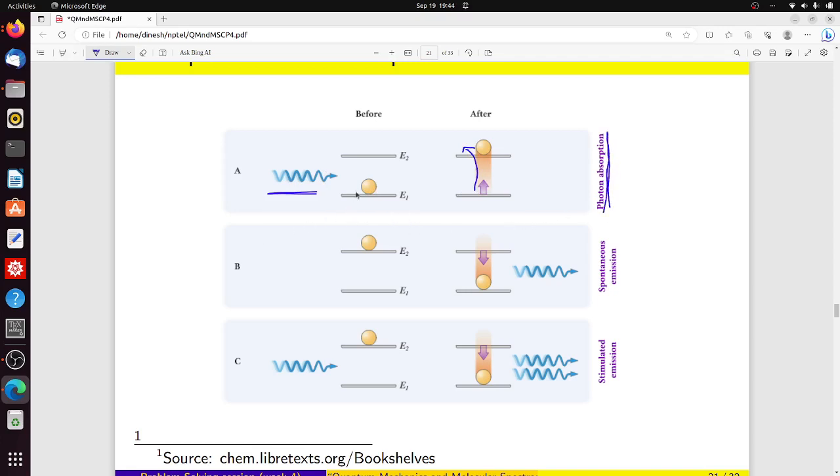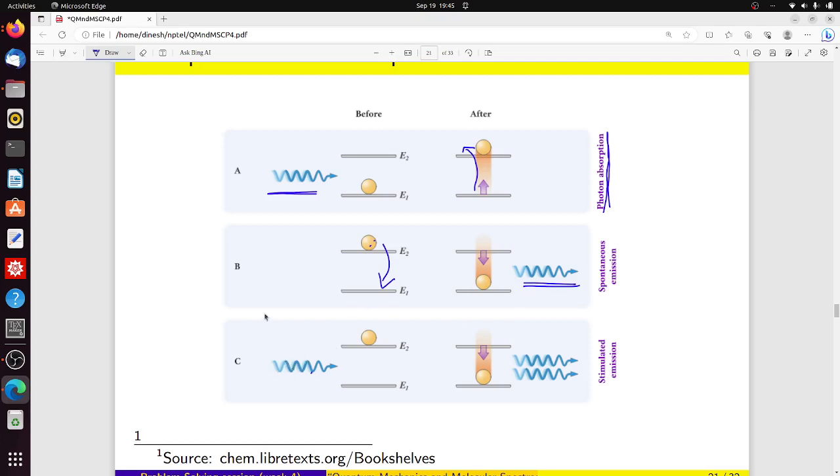In the next case, let's say there is no radiation in the surrounding. The system is isolated, that means it's in a dark room. In that case this particle can radiate a photon and go to the ground state. This kind of situation is called spontaneous emission. There is nothing to stimulate this process, it will spontaneously go to the ground state and emit one photon.